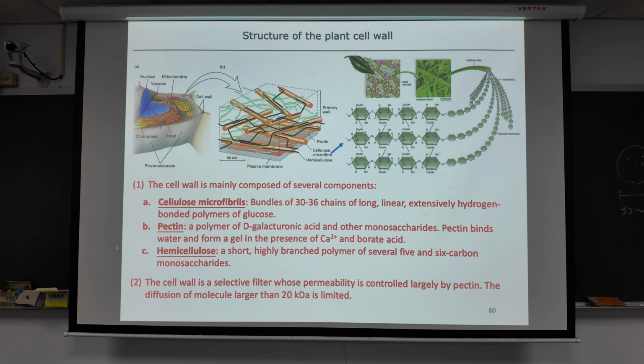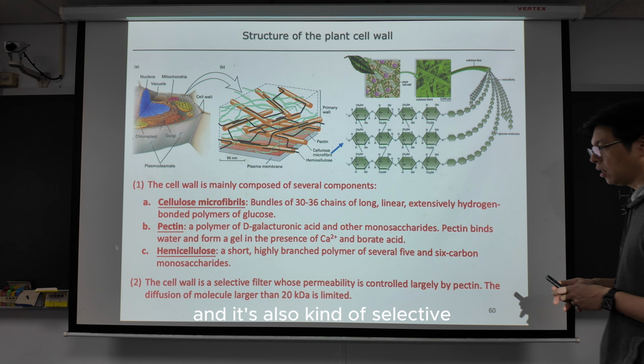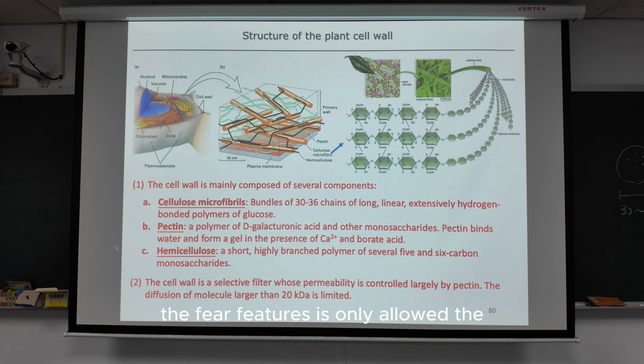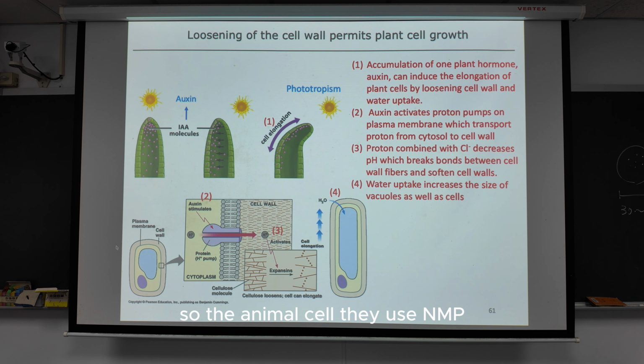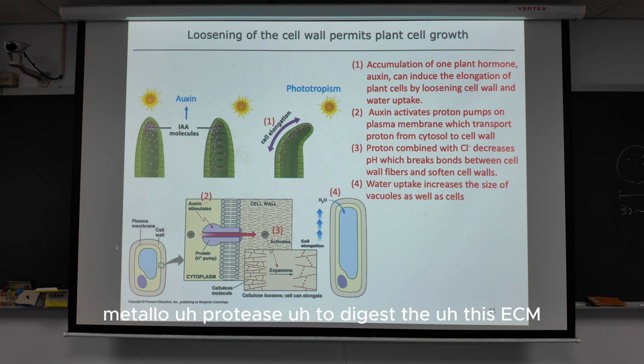And you will see many different sugars in the cell wall: cellulose microfibrils, pectin, and hemicellulose. They also bind with a lot of water because some of them carry a negative charge, and it's also a kind of selective filter. Molecules larger than 20 kilodaltons cannot really go across the cell wall. The animal cell uses MMP metalloproteases to digest this ECM, but the plant cell uses a different mechanism to do that.